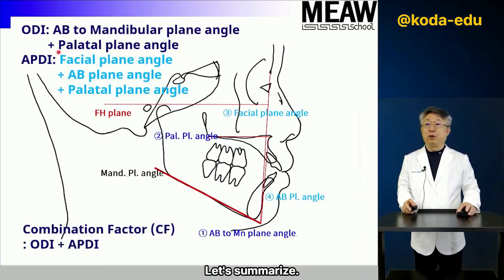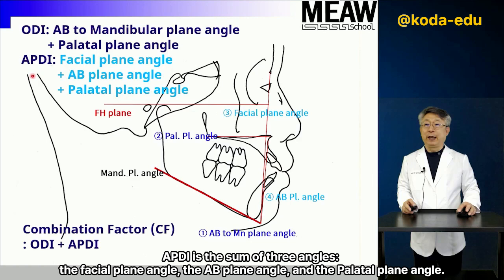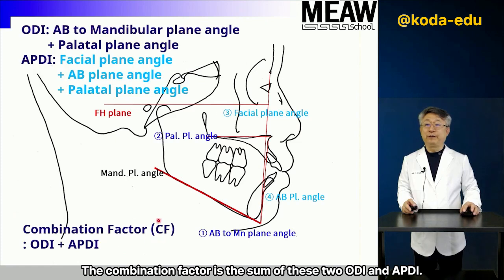Let's summarize. ODI is the sum of the AB to mandibular plane angle and the palatal plane angle. APDI is the sum of three angles: the facial plane angle, the AB plane angle, and the palatal plane angle. The combination factor is the sum of these two, ODI and APDI.